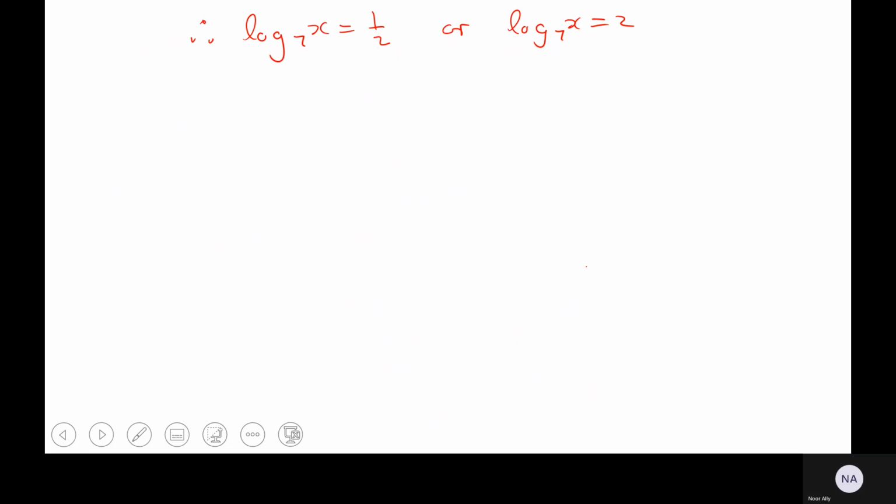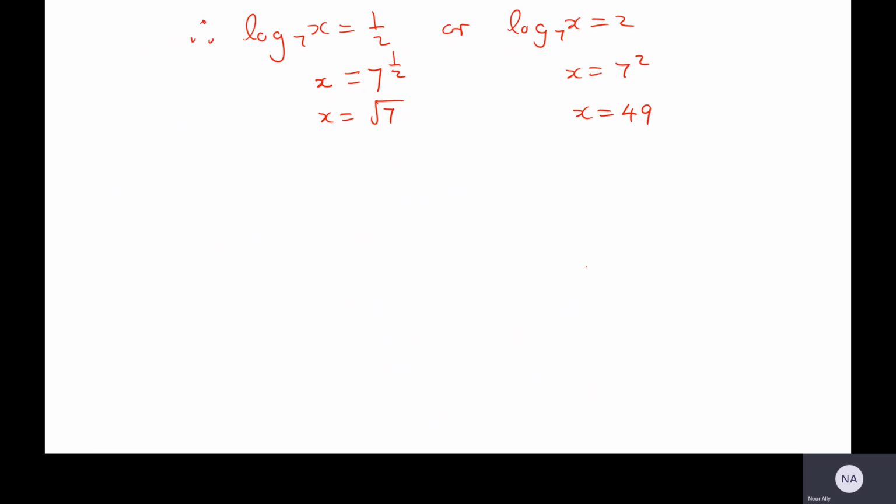And now, how do we get the x? From the very first slides of logarithms: change from log form to exponential form. What's the base? 7. What's the index? A half is equal to x. So x is equal to the square root of 7. And over here, x is equal to 7 squared, which gives me 49.